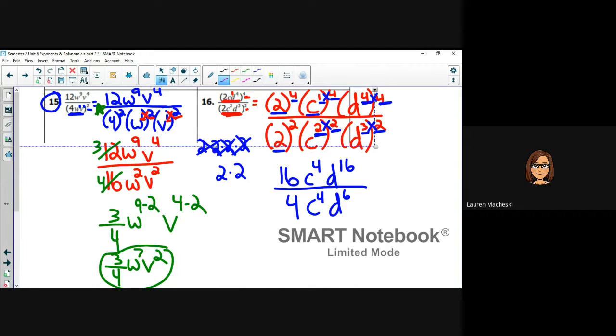Let's see if I can actually do my division. 16 divided by 4 is 4. C's with C's, D's with D's. So if I subtract, doesn't that give me C to the 0? And anything to the 0 power is just 1. If I subtract with these, that gives me D to the 10th. So technically, 4 times this 1 here would just be 4 D to the 10th.